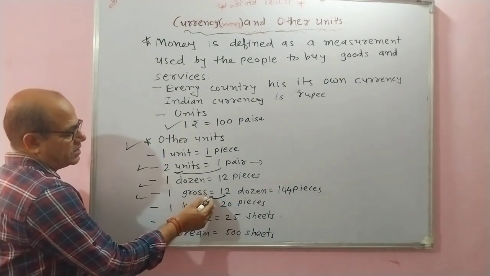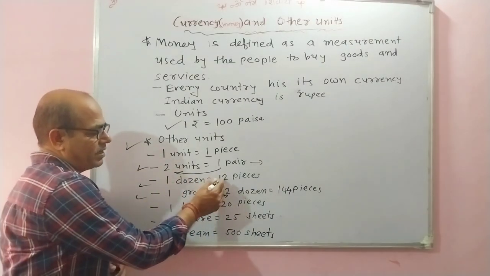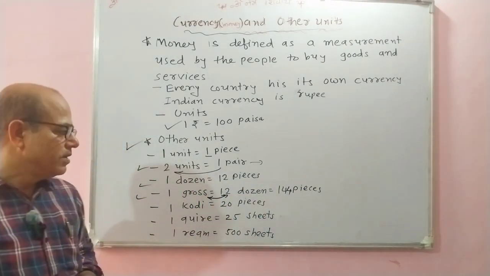12 dozen is equal to 1 gross. एक ग्रॉस हम खरीद रहे हैं तो उसमें कितने डजन आते हैं? 12 डजन. And 1 dozen is equal to 12 pieces. तो 12 12 जा 144 pieces.